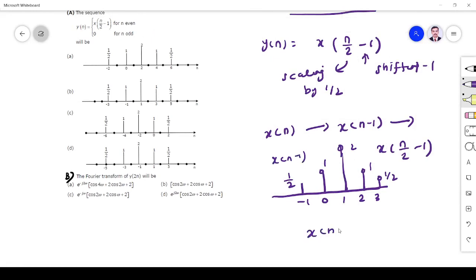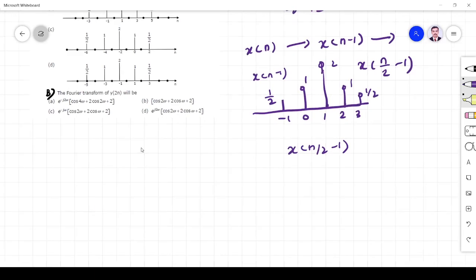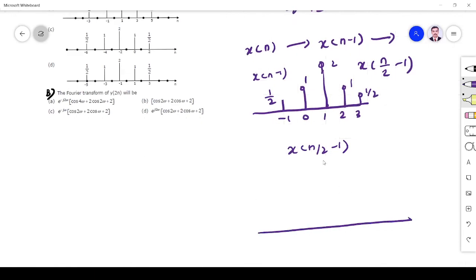Then I draw x of n by 2. Scale by 2 means it is divided by 2, so the signal will expand. It will be expanded by 2 because a is equal to 1 by 2. Expanding, minus 1 will become minus 2, 0 will remain 0, 1 will become 2, 2 will become 4, and 3 will become 6.